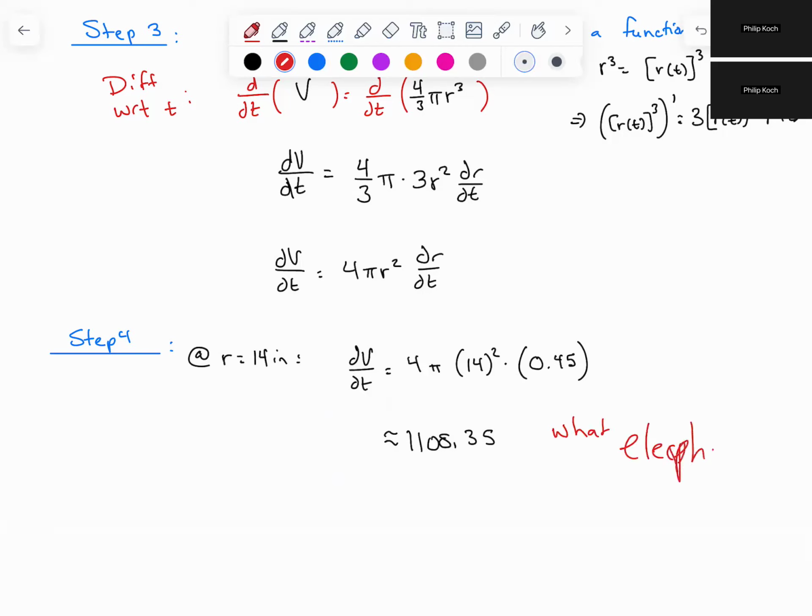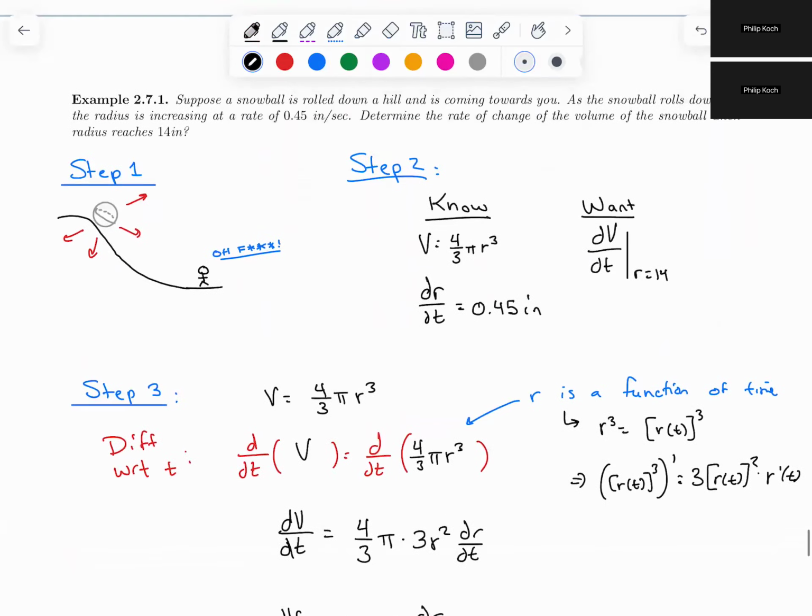Elephants? Is that 1100 elephants, right? It's the great joke the mathematicians, your math teachers, always say. 1100 what? You've got to tell me what the measurement is. It is inches cubed per second.